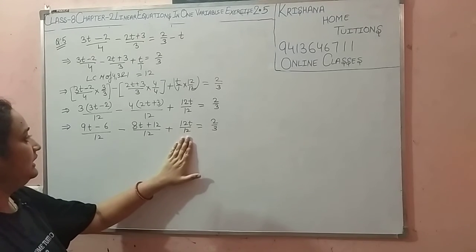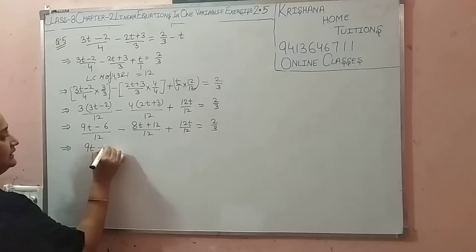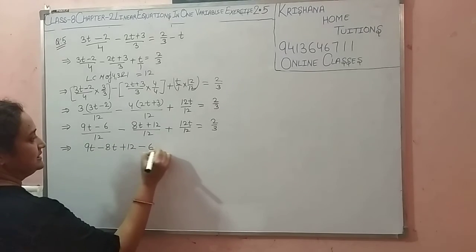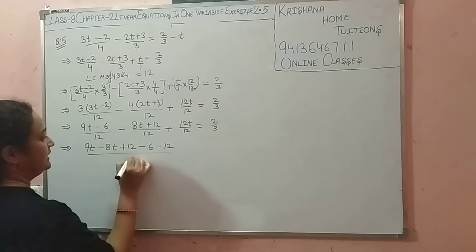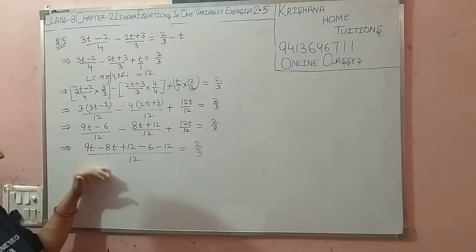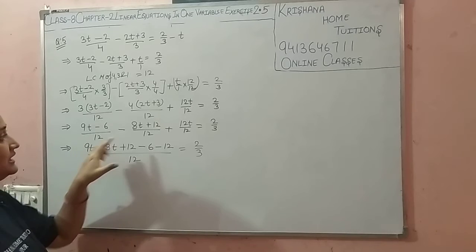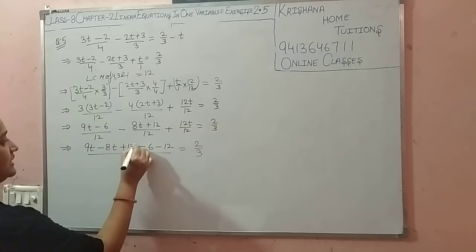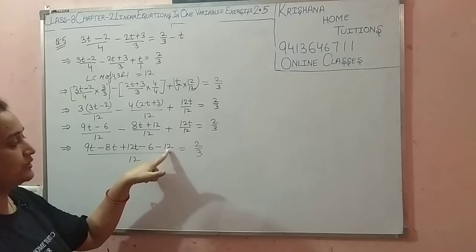Now we can write it like this only. 9t minus 8t plus 12t minus 6 minus 12 upon 12 is equals to 2 upon 3. Here children, I am only rearranging the terms. 9t is as it is, minus will multiply with inside, minus 8t as it is, plus, sorry, this is plus 12t. 12t as it is, minus 6 as it is, and this minus times plus becomes minus 12.